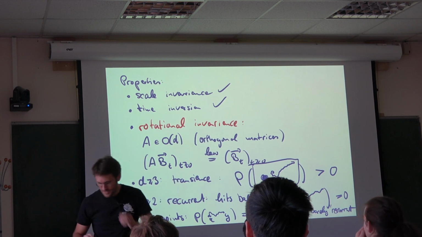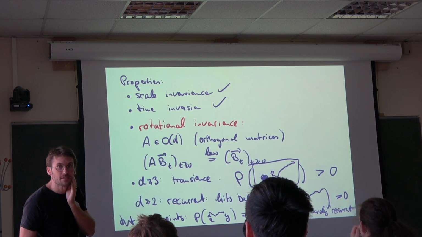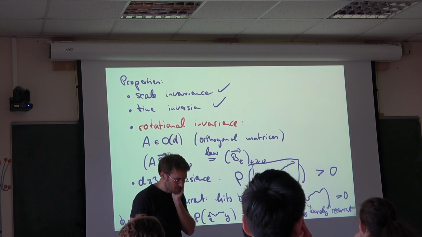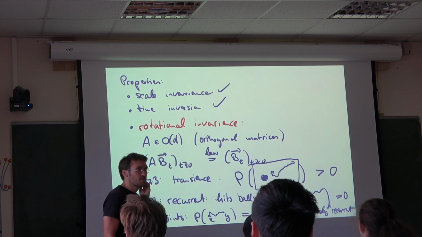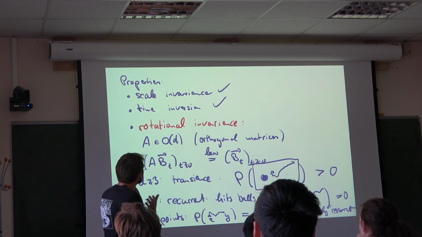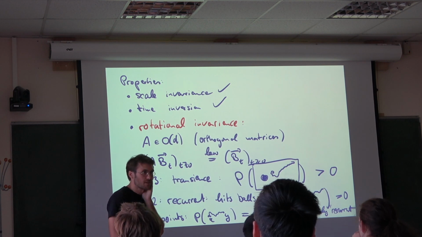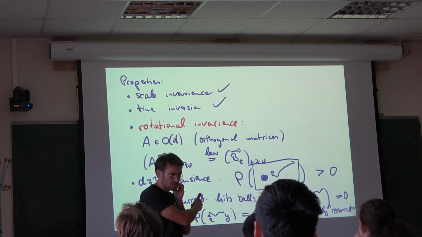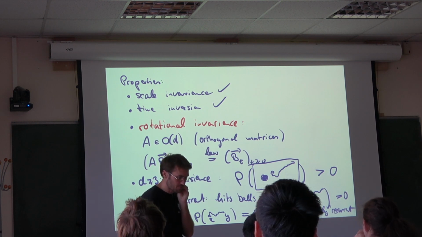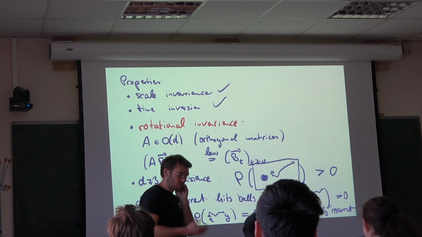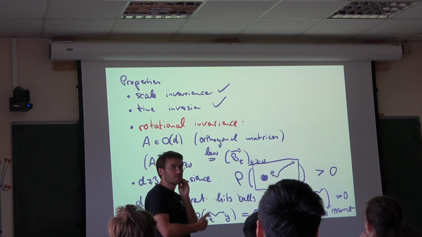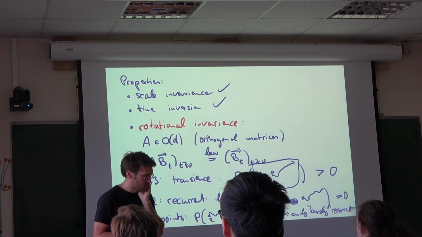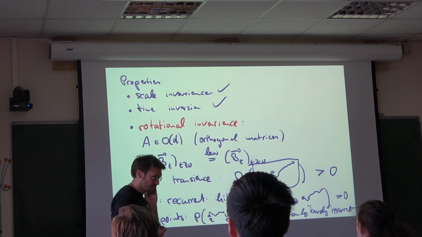Okay, what properties does this object have? It is again scale invariant. That's kind of obvious, either because it's again a scaling limit of a random walk, or because it just inherits the scale invariance from the 1D Brownian motion. The time inversion, it also just inherits from the 1D Brownian motion. So that's also obvious.